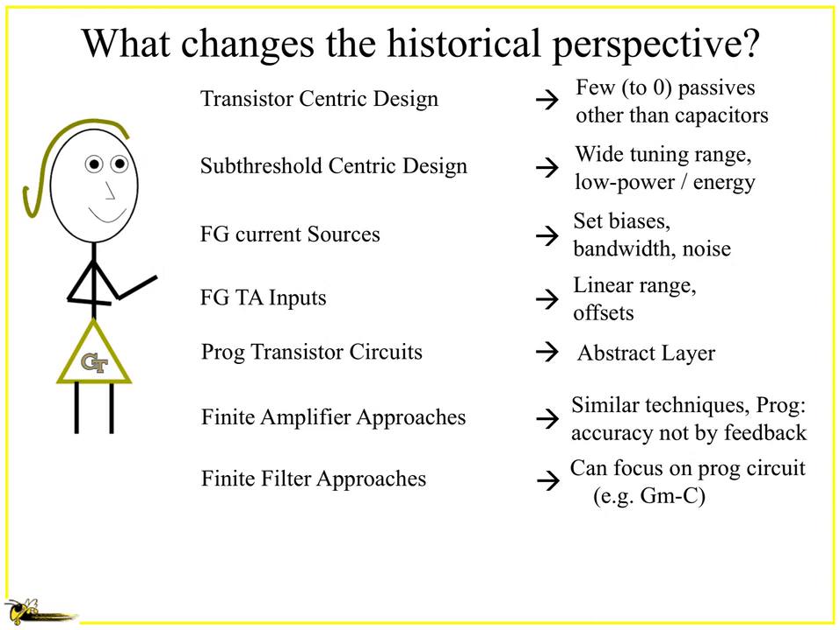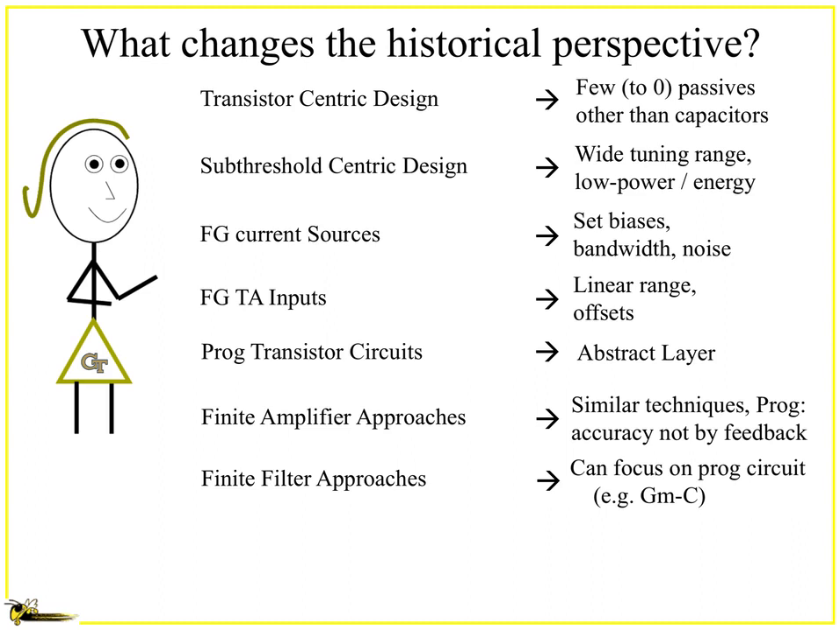Everything is built on floating gate current sources, so that sets your bandwidth, your biases, the noise. You get exactly what you want over 6, 7, 8 orders of magnitude. It's incredible what you can do there. The floating gate elements also allow you to have inputs in linear range and offsets. As a result of that, you can really talk about abstracting things because of the programmable transistor circuits. You actually have all of these interesting amplifier concepts and approaches that really come out of this.